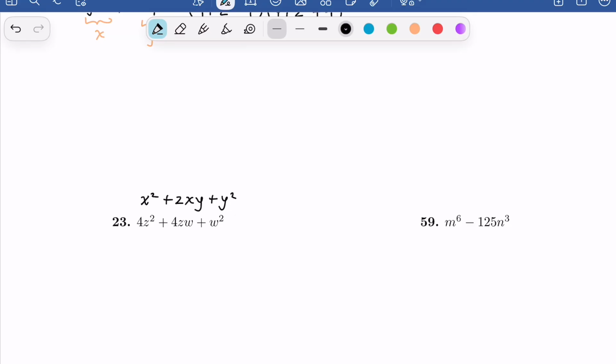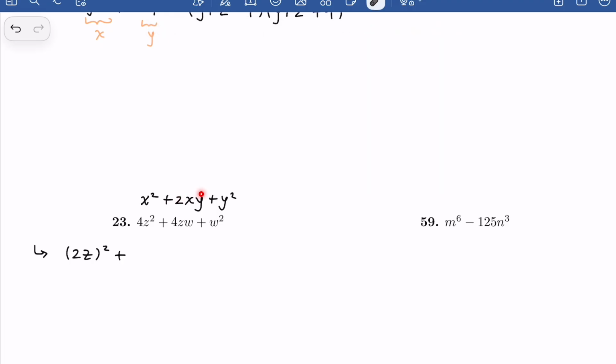So we need to figure out what our x's and y's are. This first term, both 4 and z squared are perfect squares, and we're going to use our exponent rules to rewrite it. 2z squared is going to give us 4z squared. Then for our second term here, we need to try to get it into this form so we can see what our x's and y's are.